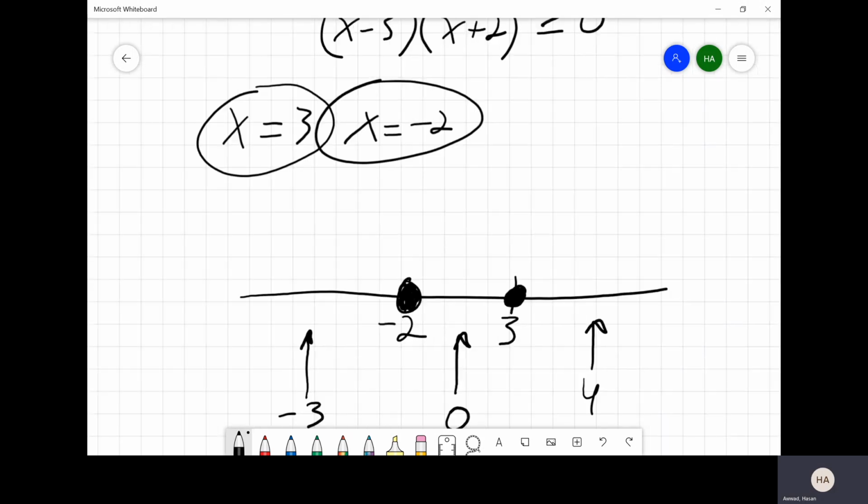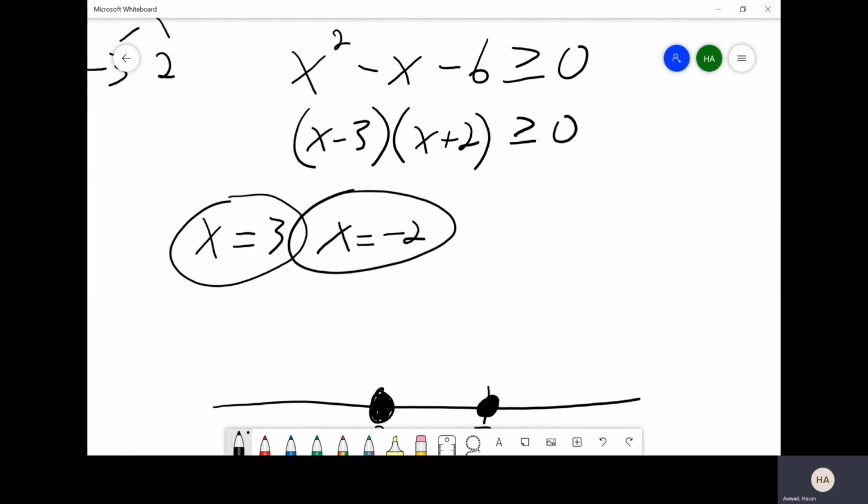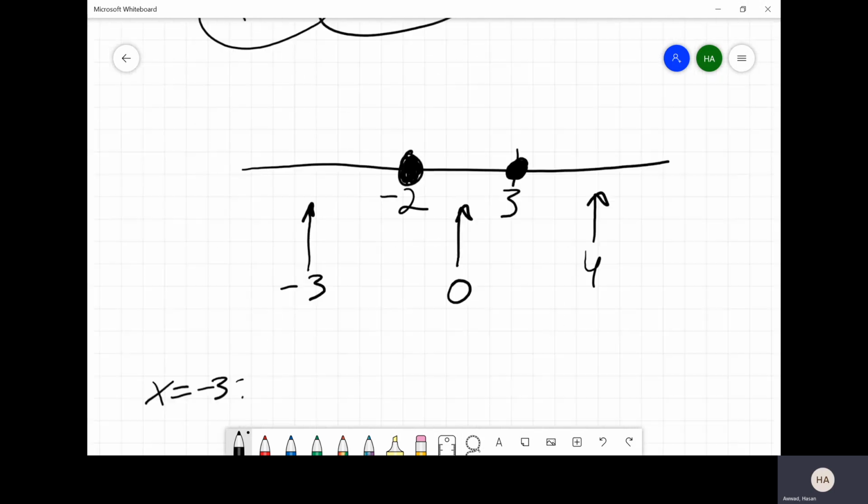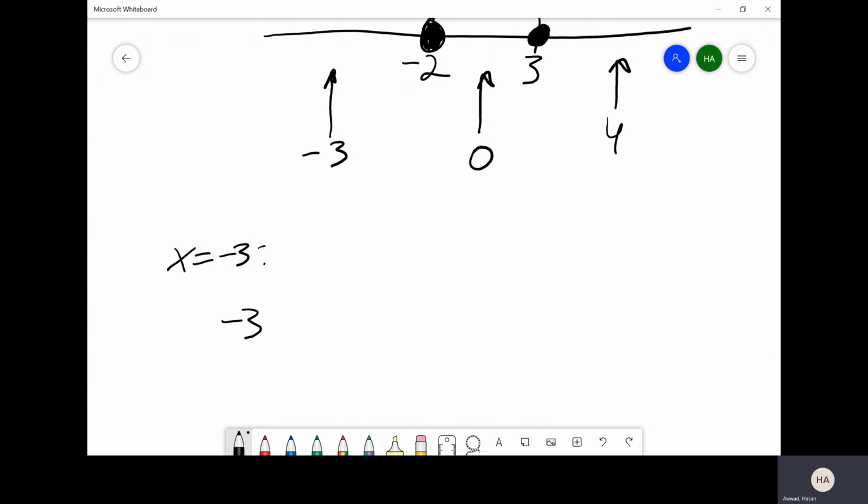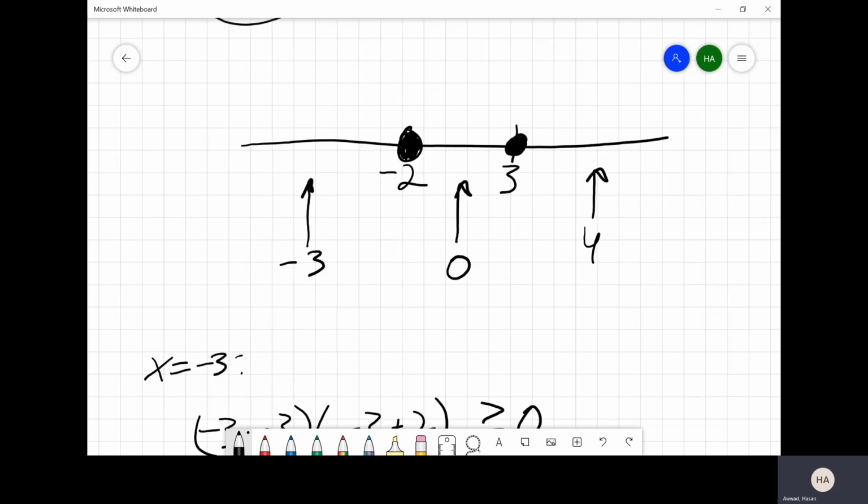Okay, so what was our inequality when it was factored? Well, it was x minus 3 and x plus 2. So I'm going to have -3 minus 3 and -3 plus 2 is greater than or equal to 0, right?